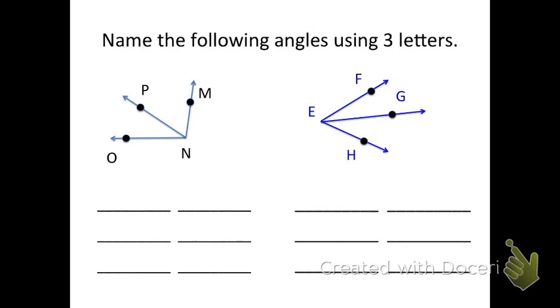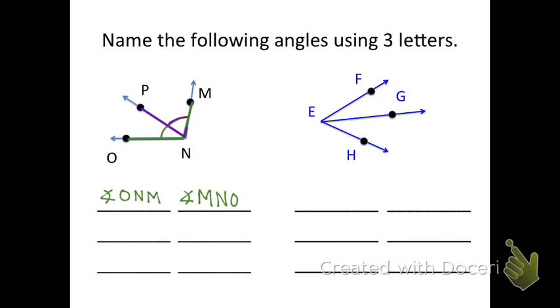So let's get started. We're going to talk about the big green angle. So we're going to name that angle, angle ONM. And as we said in the last one, we can go in opposite directions. So instead of angle ONM, the same name would be angle MNO. And they both talk about the same angle.